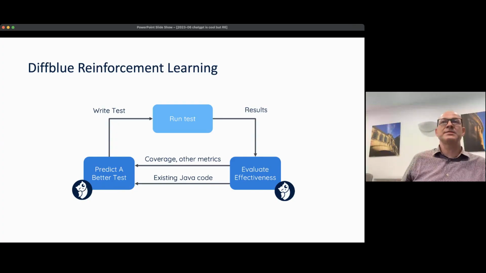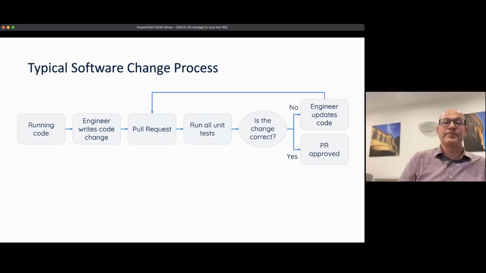And that gives us information that allows us to predict what a better test would look like. So we try something else. We write that test, we run it, we see how it does, and we iterate through this loop. And we can usually get approximately 10,000 iterations in about 1.5 seconds. So you can see how that search is conducted.